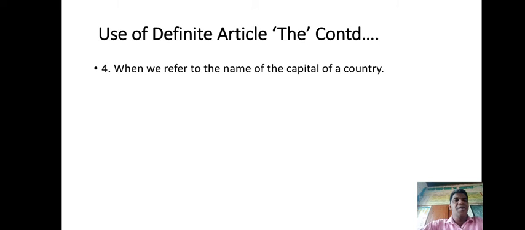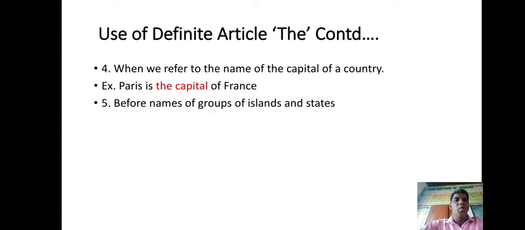Then when we refer to the name of the capital of a country, we generally use the article "the". So Paris is the capital of France, or New Delhi is the capital of India. In this way the article "the" is used. Also before the names of groups of islands and states. For example, the Nicobar Islands attract a lot of tourists. So here Nicobar is a group of islands, and that is why it is preceded by "the". Again we can write the Andamans, which is again a group of islands.